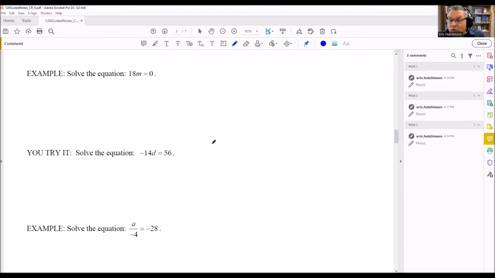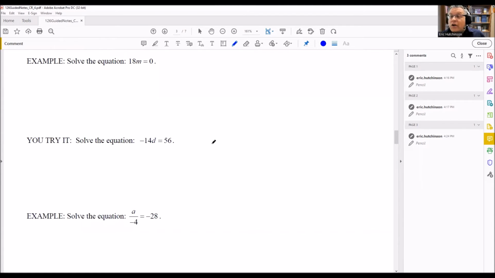Let's do a couple more here. Okay, we have 18m equals 0. Again, what we want is the number in front of the m to go away. So I want to divide both sides by 18. Whatever number is in front of the m, that's the one you want to divide by to make that go away.